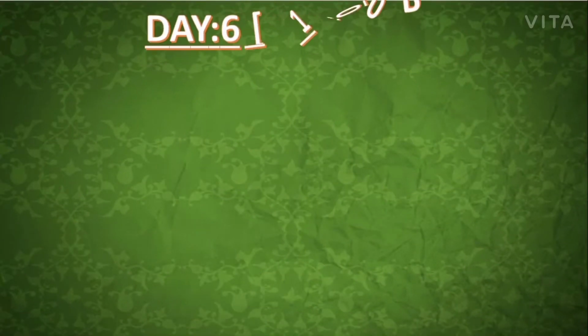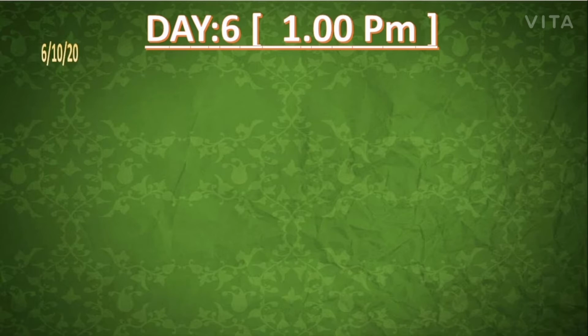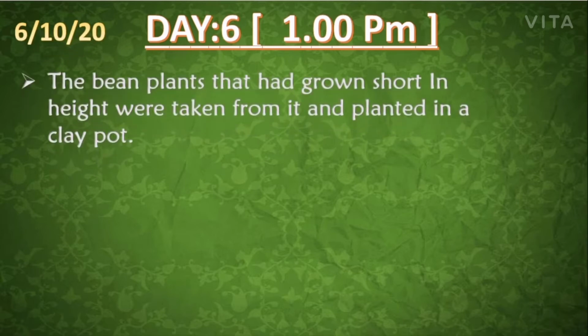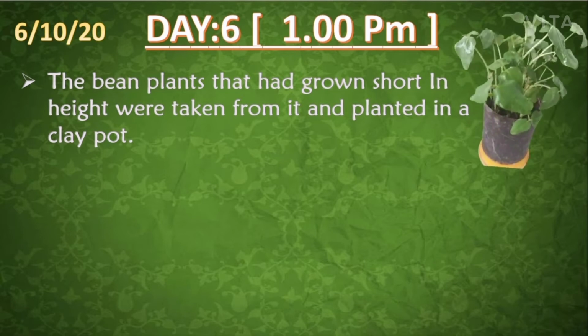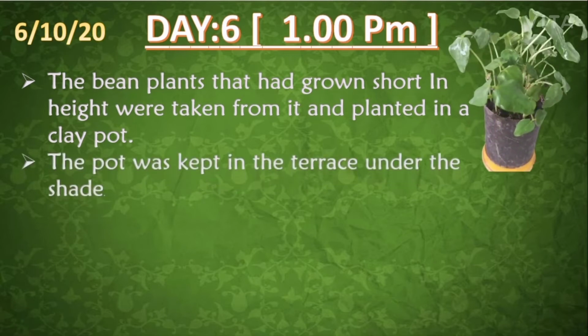Day 6. The bean plants that had grown short in height were taken from it and planted in a clay pot. The pot was kept in the terrace under the shade.